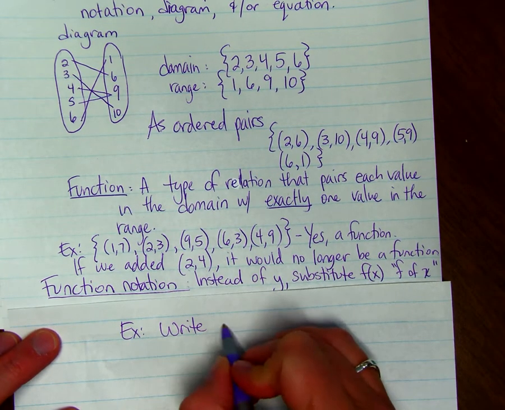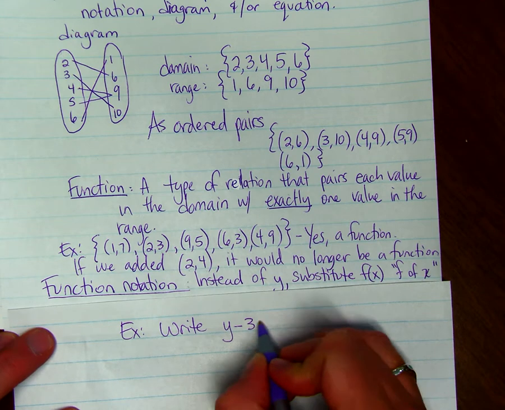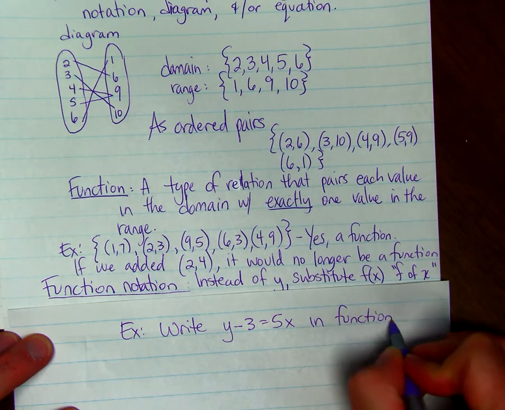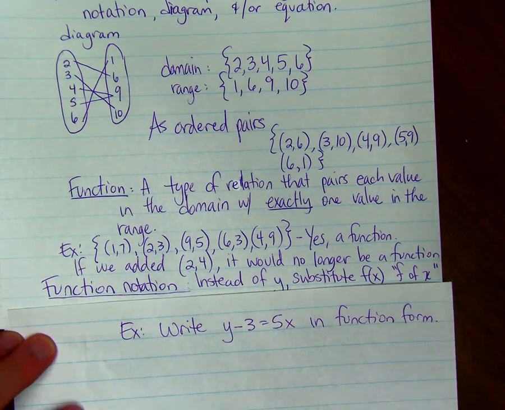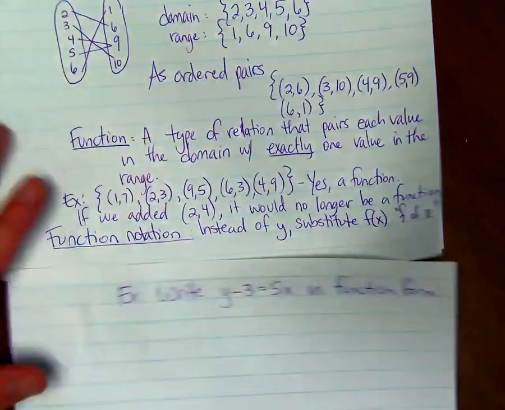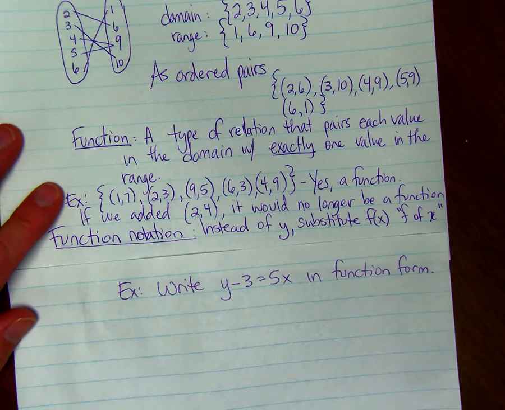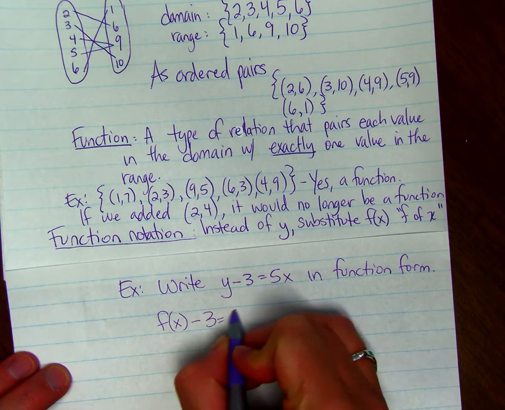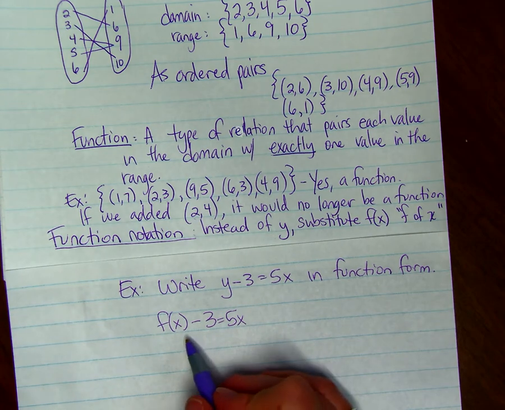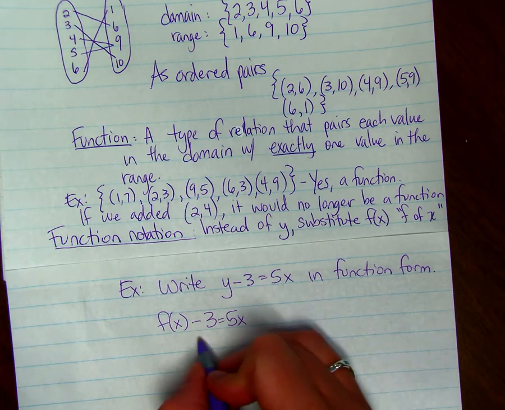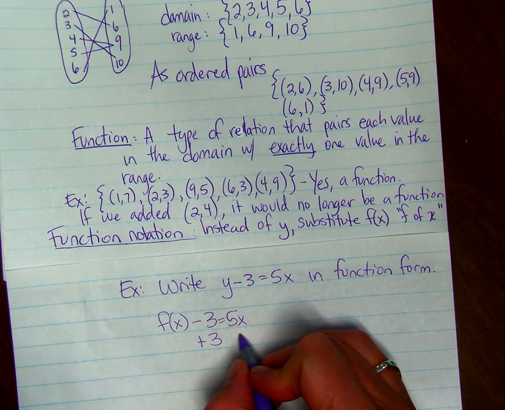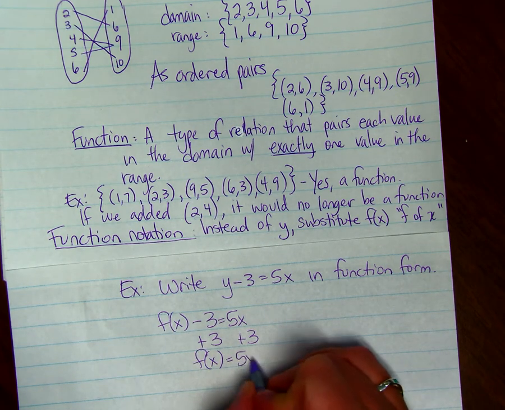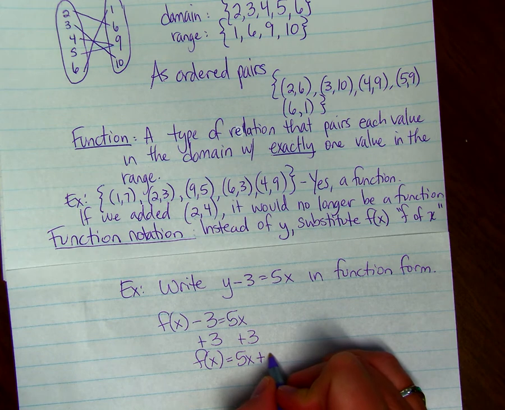So we're going to do an example here. We want to write y minus 3 equals 5x in function form. So instead of writing the letter y, we just write f of x. So f of x minus 3 equals 5x. And we solve for f of x the same way we do when we solve for x. We're going to add 3. And we get f of x equals 5x plus 3.